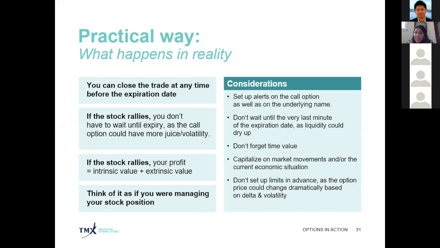And like I said, don't forget time value. That's very, very important. You want to capitalize on market movements or economic situations. Remember that when there's volatility, it's going to increase the value of your option. And even if Enbridge maybe trades just below $46, there could be something happening in the market that increased the volatility and the actual value of the option. And there's still a lot of time value to it. And the value of the option is higher. So it really depends on that. And that's why you don't want to set up limits in advance to close this trade if it's trading above a certain number, because the option price could change dramatically.